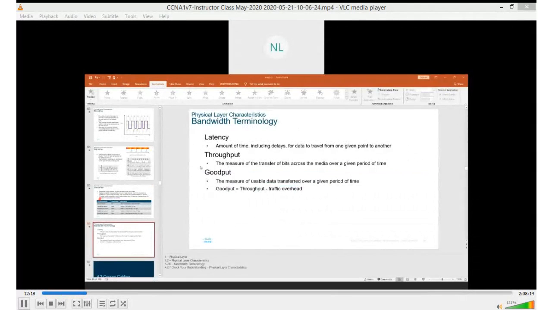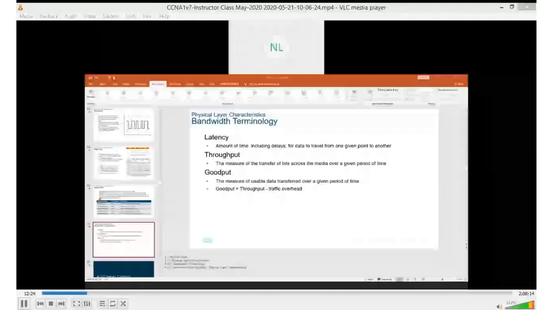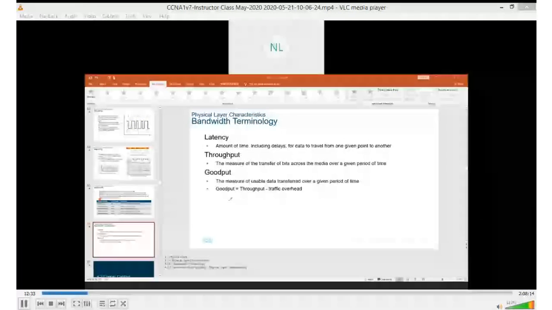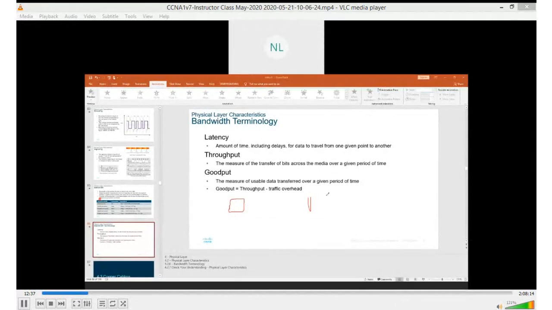So, when talking of bandwidth, we have other terminologies like latency. For example, I have a source, I have a destination, and then I have a connection. So this is a device. It can be any device, laptop, desktop, or phone, and this is the cable that connects this source and this destination.